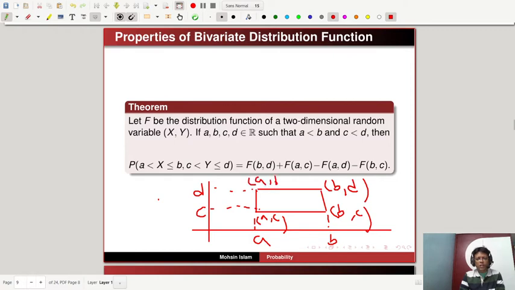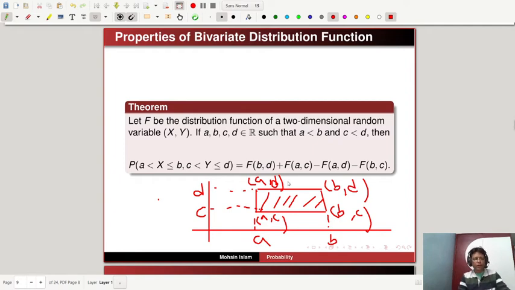So it represents the two-dimensional region, the rectangular region x comma y. Okay, two-dimensional random variable x comma y. So this is the rectangular region. It's represented by this probability, and this can be calculated by this formula. You can check that formula. The proof is left for you.